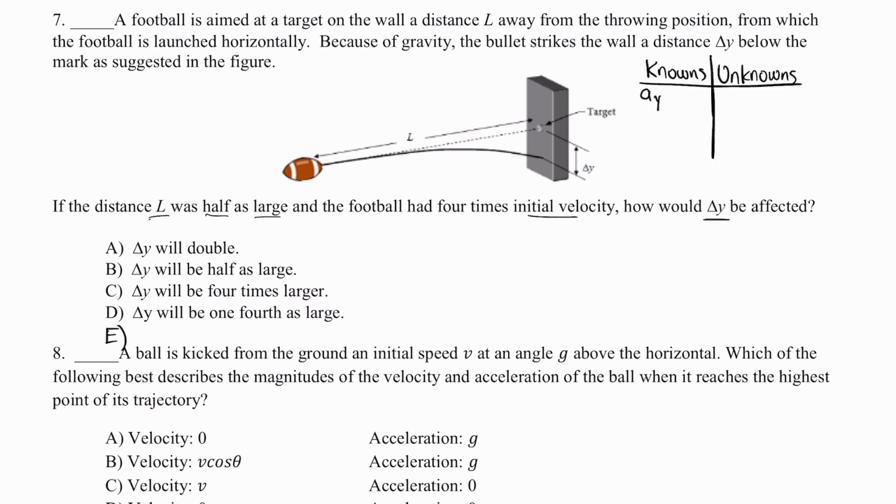I know that my ay is equal to negative g. I know that the horizontal displacement is equal to L. My initial horizontal velocity, we're just going to call that v. I know that there is a vertical displacement, and there's no other special symbol for it, it's just delta y. And what I'm looking for is how this delta y changes. How does it change when we make these two adjustments, where L is half and v is 4 times greater?